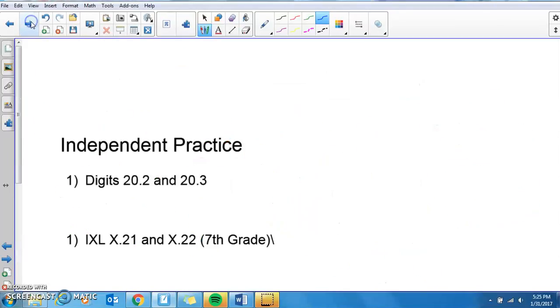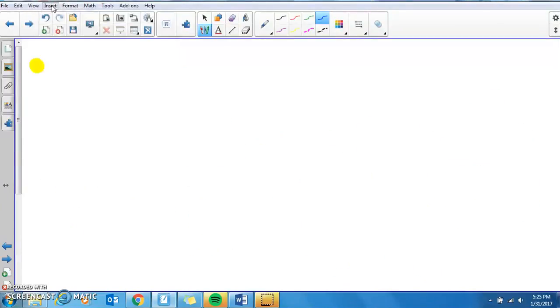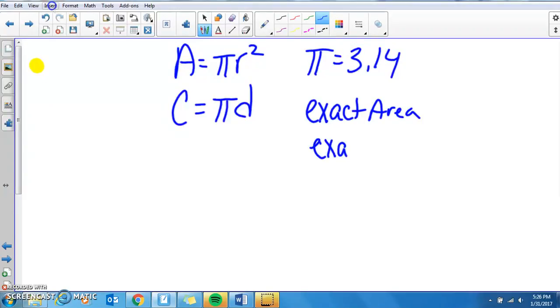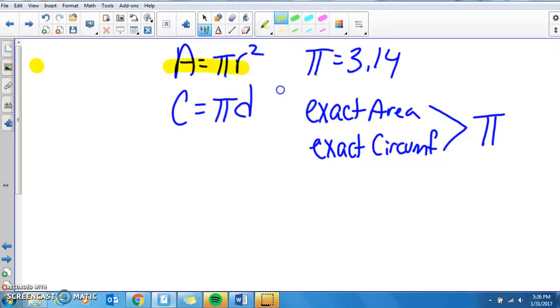So what we have done, we back up. We have talked about area, which is all the inside space of a shape, in this case a circle, is pi r squared. We've talked about circumference, the distance around, is pi times diameter. We know that pi equals 3.14. We know that if we find exact area, or if we find exact circumference, instead of using 3.14, we're actually going to substitute the symbol pi into the problem. So, one last thing before we stop this video is make sure that you have this down, please.